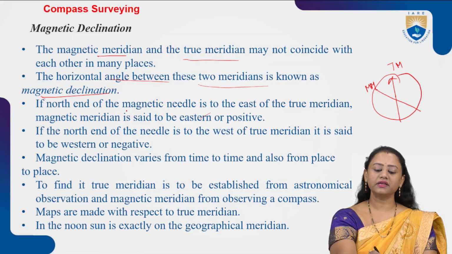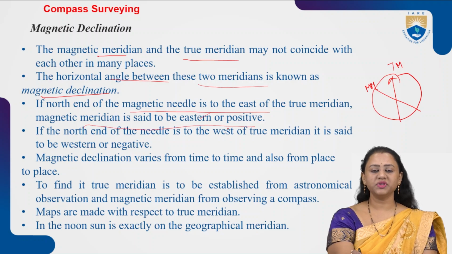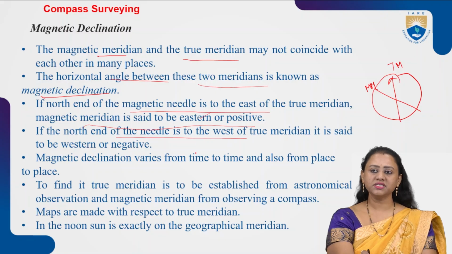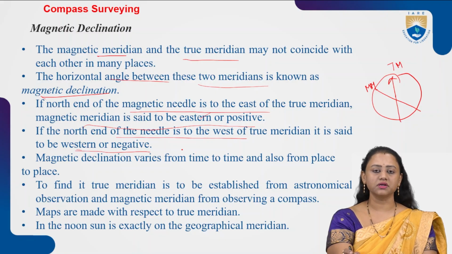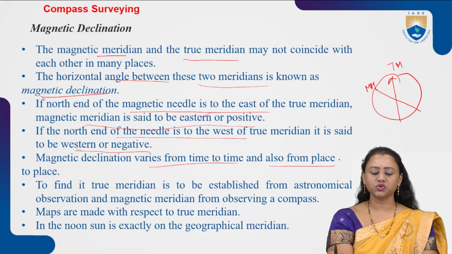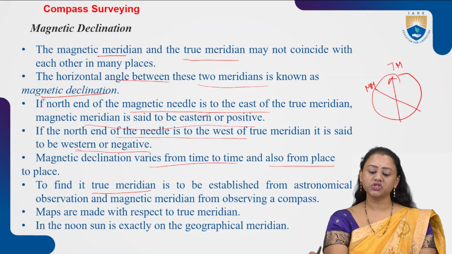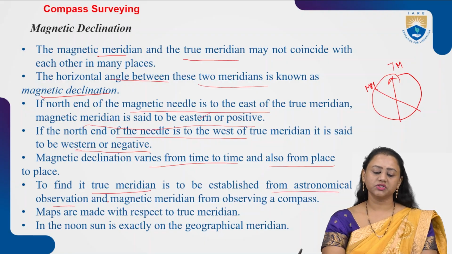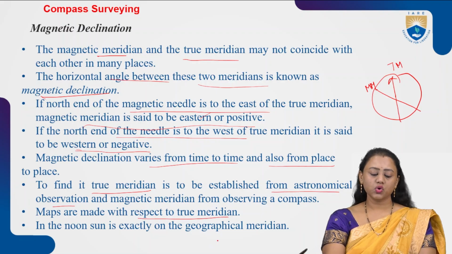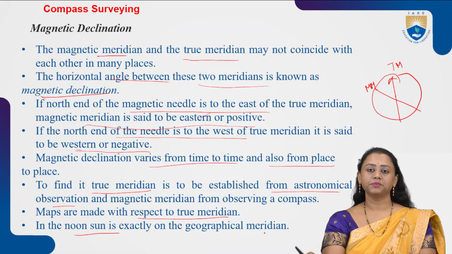If the north end of the magnetic needle is to the east of the true meridian, the magnetic declination is said to be eastern or positive. If the north end of the needle is to the west of the true meridian, it is said to be western or negative. Magnetic declination varies from time to time and also from place to place. The true meridian has to be established from astronomical observation. Maps are made with respect to the true meridian. It may be noted that at noon, the sun is exactly on the geographic meridian.